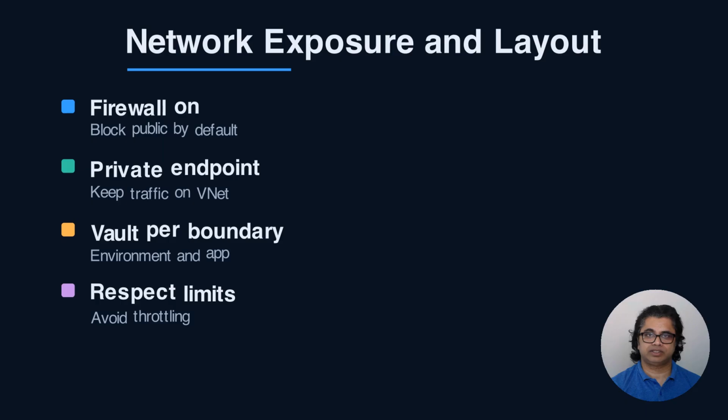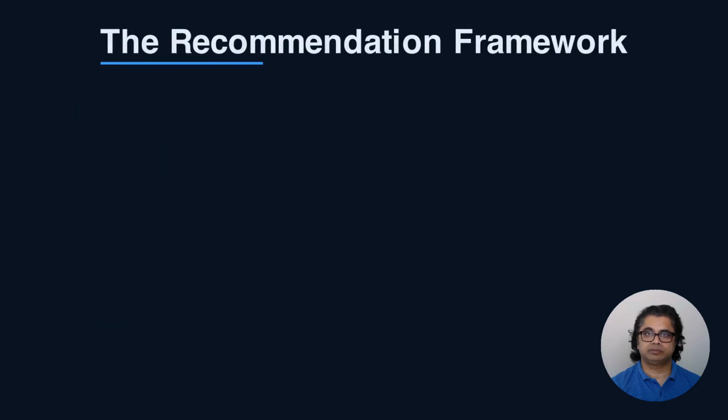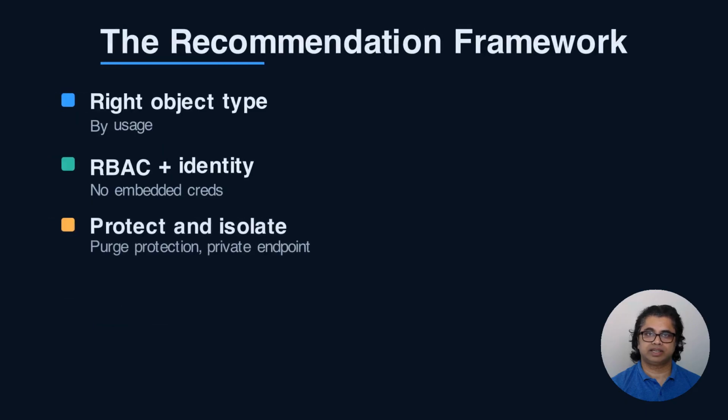Here's the framework to take away. Match the object type to how your code uses the material. Choose RBAC over access policies for every new vault. Stay on a standard vault unless compliance forces Managed HSM. Authenticate with managed identity and cache secrets through references. Never embed a credential. Set expiry, automate rotation, and enable soft delete and purge protection. Then isolate with private endpoints and one vault per app and environment.